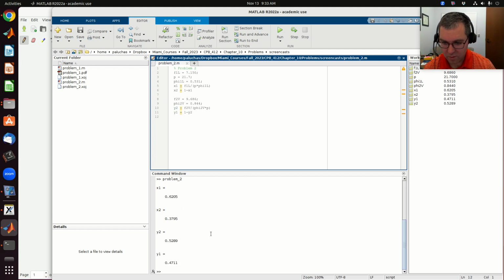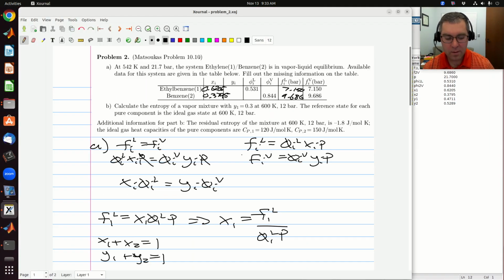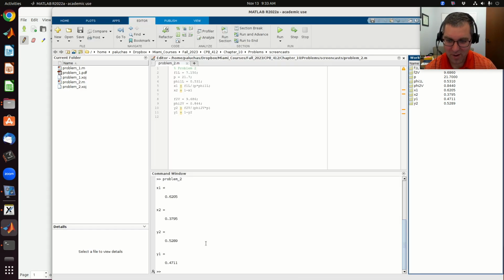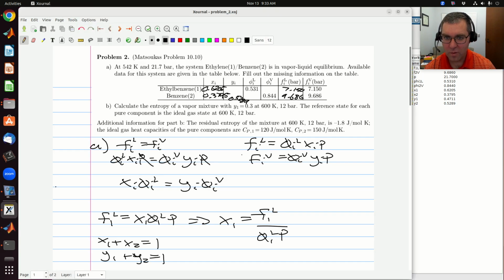So y2 is 0.5289. And then y1 is 0.4711. Right, so actually component 2 is the most volatile component, because y2 is greater than x2, whereas x1 is greater than y1. Okay, so I've got my x's, I've got my y's, I've got all my f's.